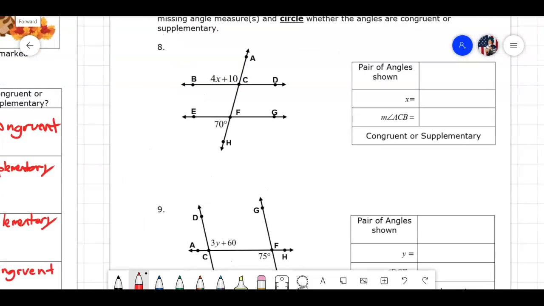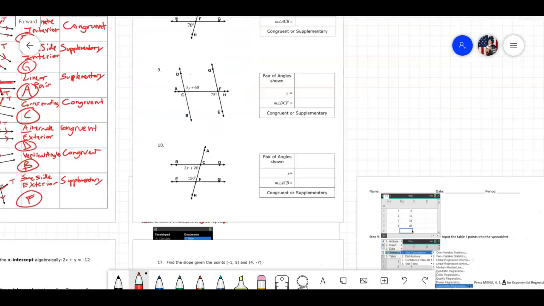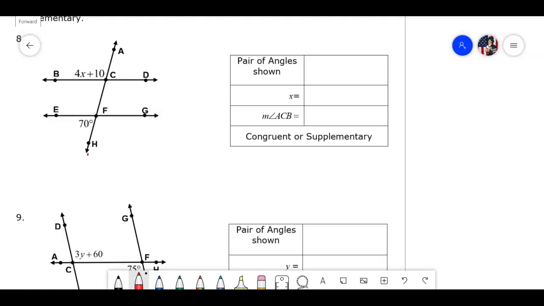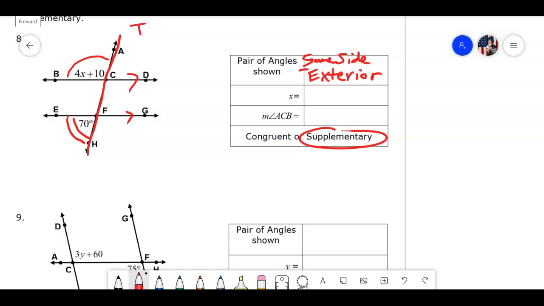All right, next part is number 8. So let's think about this. I got my transversal. These two angles, this one's obtuse, this one's acute. Remember, one's obtuse looking, one's acute looking. If they don't match, you can already tell they're supplementary. But the name of the angle pair is they are same side. They're outside the parallel lines, so they are exterior. So again, S rule, supplementary.